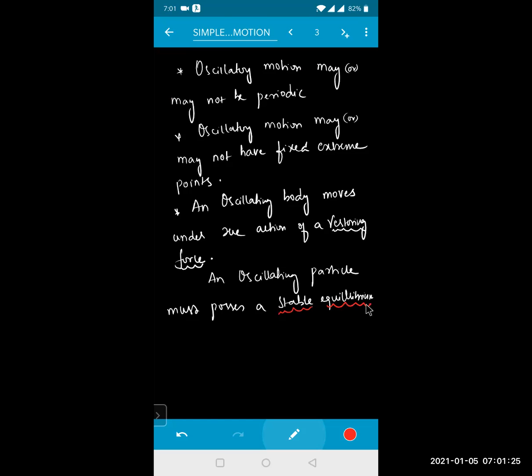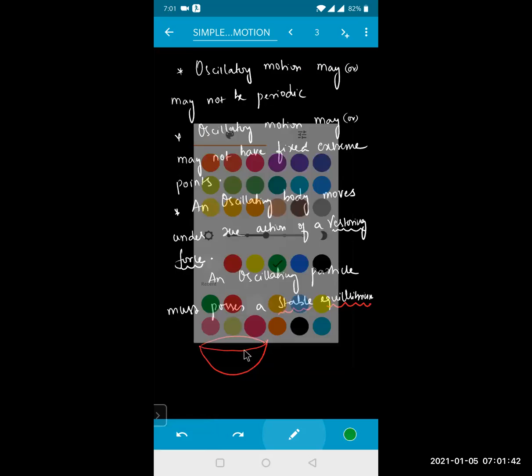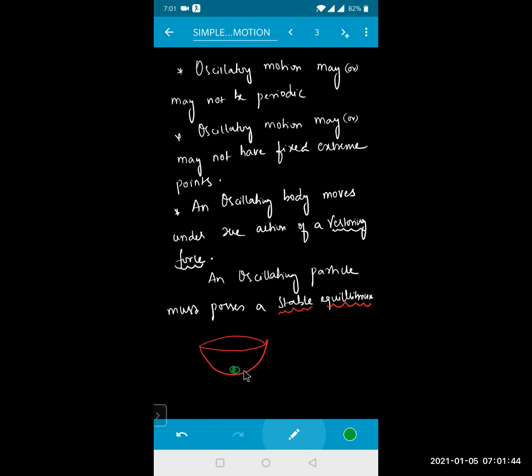What do you mean by stable equilibrium, beta? I told you in work, power, energy. Say if we take a small spherical ball, and there is a ball in this one. If I give a jerk, what happens? This ball will go up, come back to the mean position, again go to the extreme position, again come back, and finally come back to the mean position. Whatever was the initial position, finally it will come back to the same position. That is called stable equilibrium.